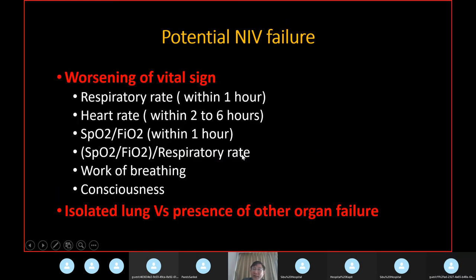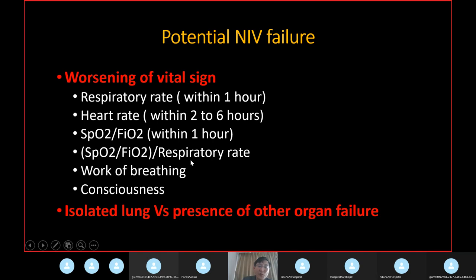If this ROX index is getting higher and higher, that means you are improving and going on the right track. But if it's dropping and dropping, then you have to be very careful. It just gives you a number to monitor, because it involves the SpO2, FiO2, and also the respiratory rate. You consider everything together in the calculation, which gives you a good number to monitor. Some people use it to see whether you're going to succeed or not, but more importantly is to look at the value and follow up with the value.